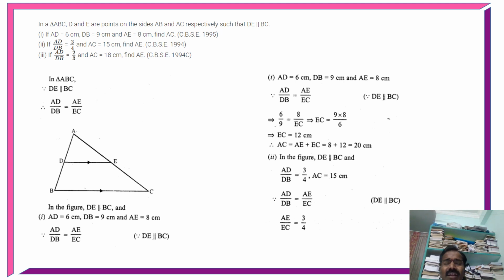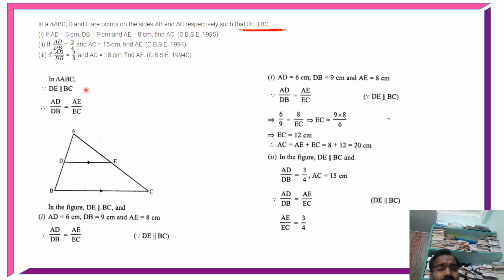Once again, I am repeating, children, students. If parallel is already given and we need to find an unknown side, we will use Thales theorem or the basic proportionality theorem. If we need to prove parallel, we will use the converse of Thales theorem or the converse of the basic proportionality theorem. Here it is given in triangle ABC, D and E are points on AB and AC such that DE is parallel to BC. Keep in mind, DE parallel to BC is already given, so 100% we will use the basic proportionality theorem or Thales theorem.